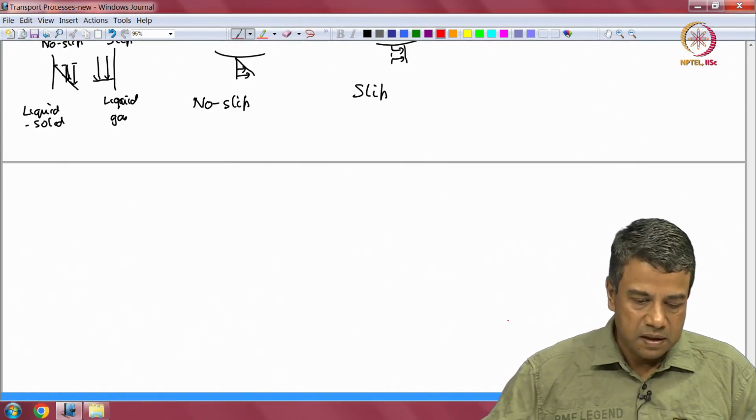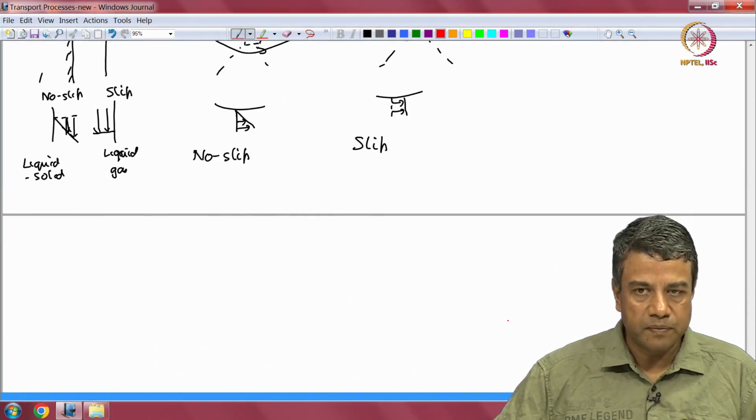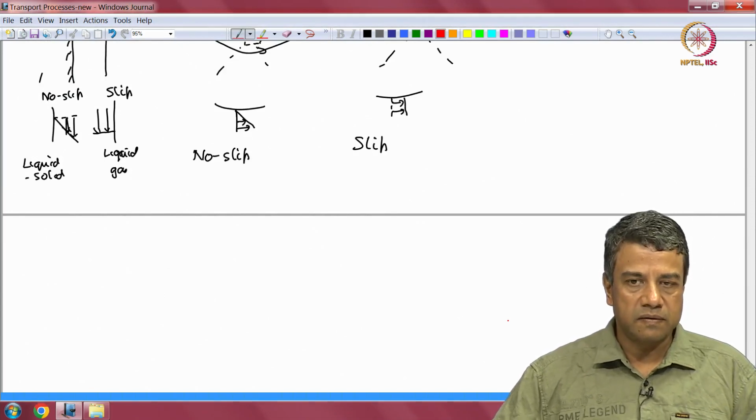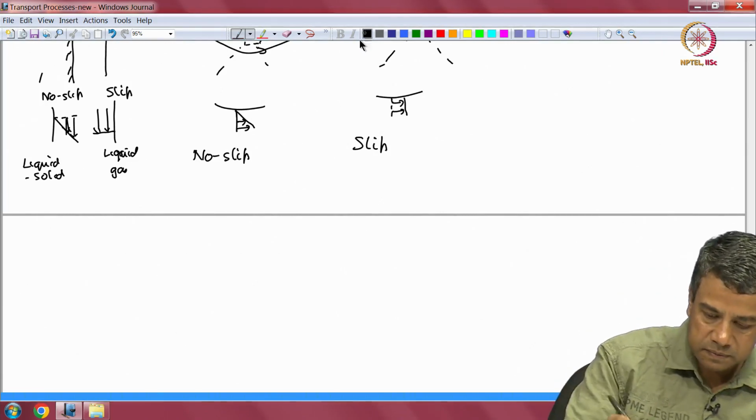And the third factor is of course the parameter regime. That is the ratio of convection and diffusion, the Peclet number.